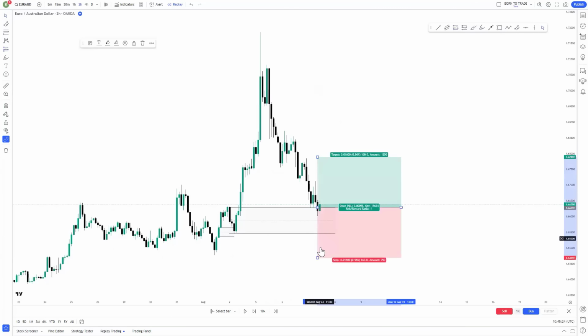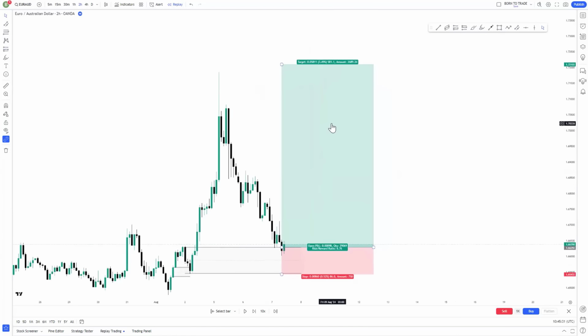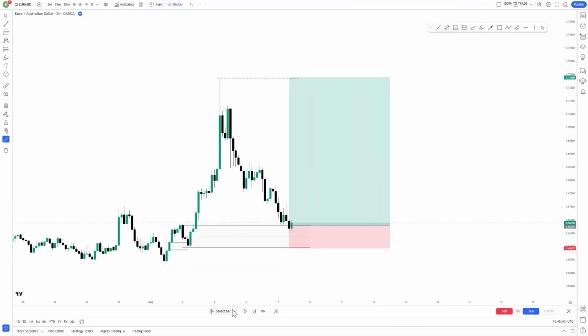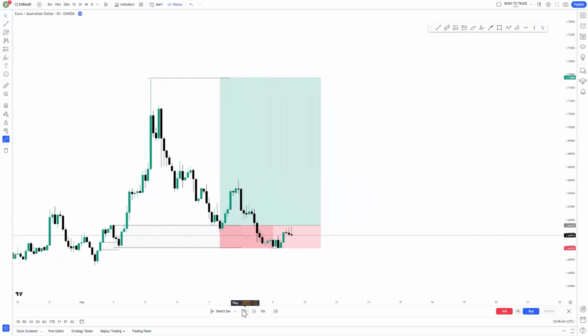Now, anyone that enters a trade right here has their stop loss underneath the low, and they're going to place their profit targets. A lot of people usually go for the external range liquidity. So let's assume that you're going for the external range liquidity in this particular case. Now, playing price forward to see, price starts to give you good reactions in the market. And after that, what can you see?